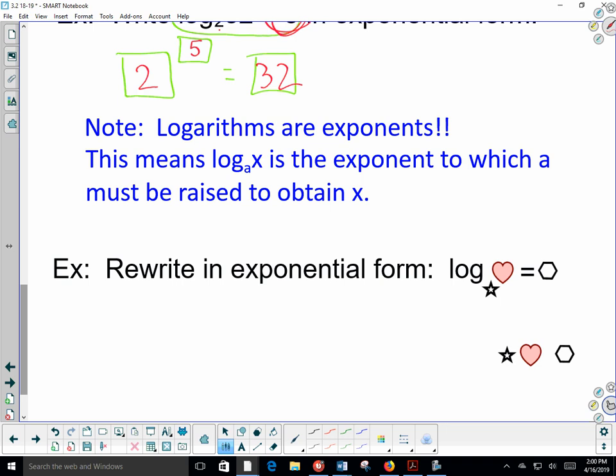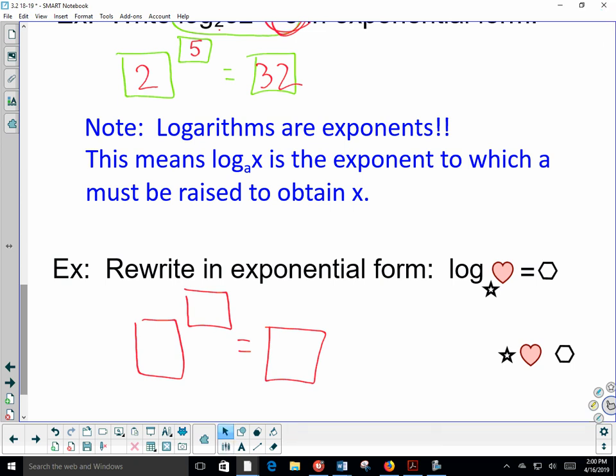All right, so let's try this example. I want you to rewrite this logarithmic equation in exponential form. So I've got log to the base star of heart equals hexagon, and so I need you to write this in exponential form. Can you help me out with that, Audrey? Star to the hexagon power equals heart. Do people agree with that? Yes. This is saying star raised to what power gives me heart? It's star raised to the hexagon is equal to heart. Everybody okay with that?